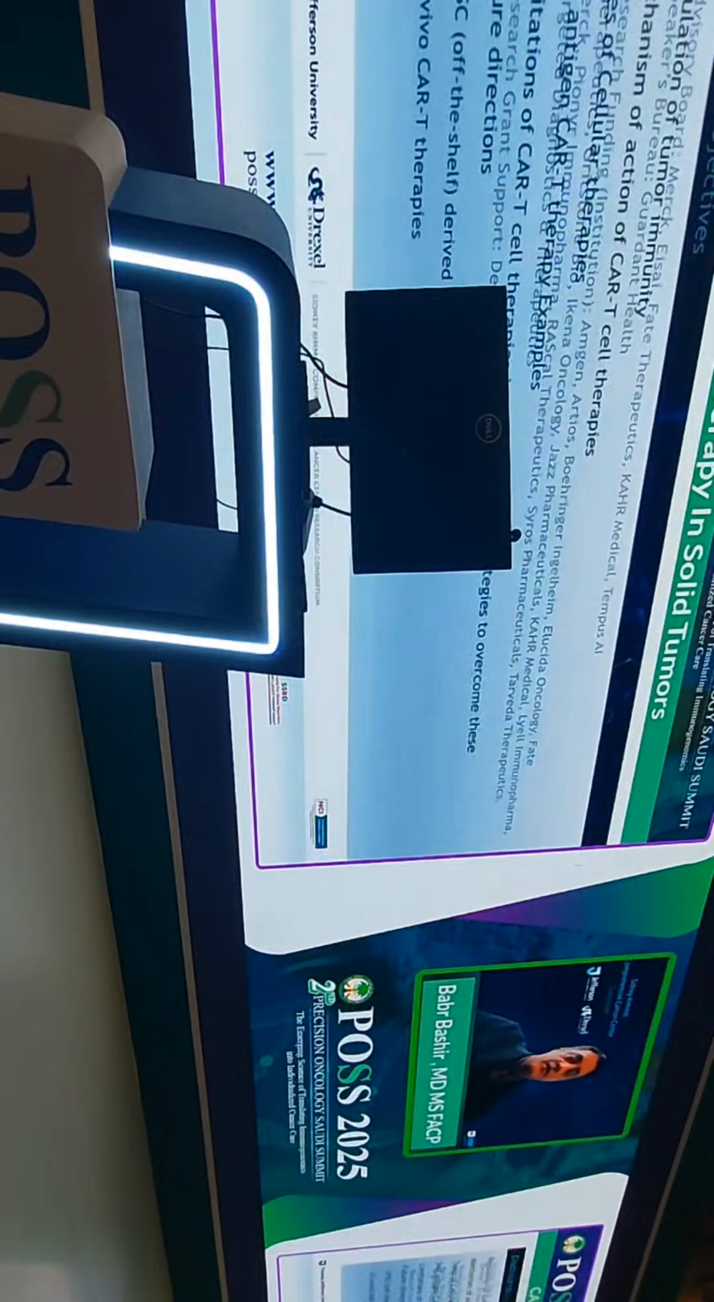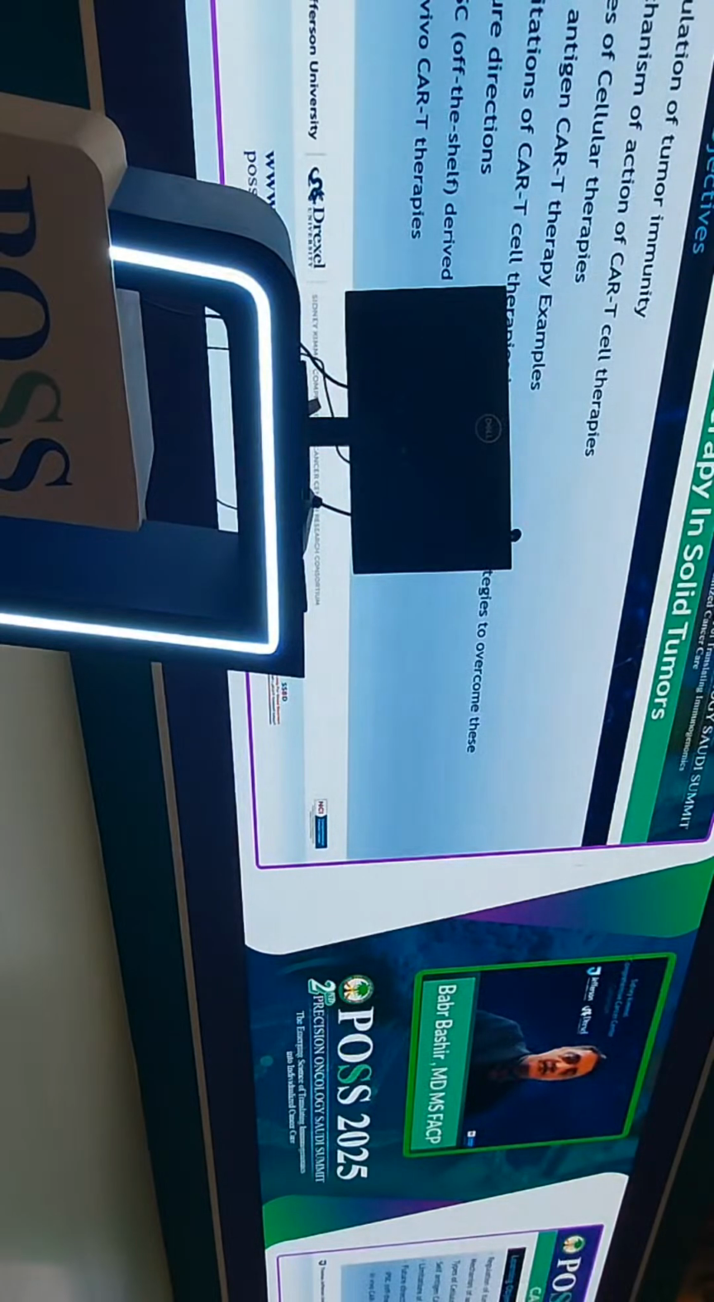So we're going to achieve through this talk a few learning objectives, and we're going to discuss briefly regulation of tumor immunity, mechanism of CAR T-cell therapies, types of cellular therapies. I'm going to give you some examples of applications of CAR T therapies, particularly in the context of cancers, and something we're developing at Jefferson. We're going to discuss the limitations of CAR T-cell therapies in solid tumors and how we strategize to overcome these, and some future directions, particularly off-the-shelf iPSC-derived cellular therapies in solid tumors and in vivo CAR T therapies.